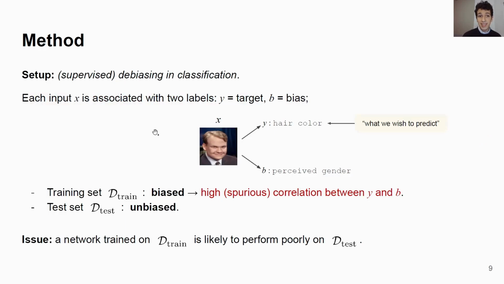So we consider the setup of bias classification, where each input is associated with two labels, Y, which is the target, and B, which is the bias. And we assume that the training set is biased, in the sense that there is a high spurious correlation between those two labels, while the test set is considered to be unbiased. So the issue is that a trained network is likely to perform poorly on the unbiased test set.